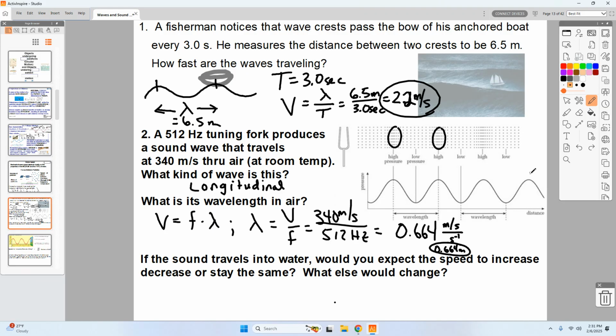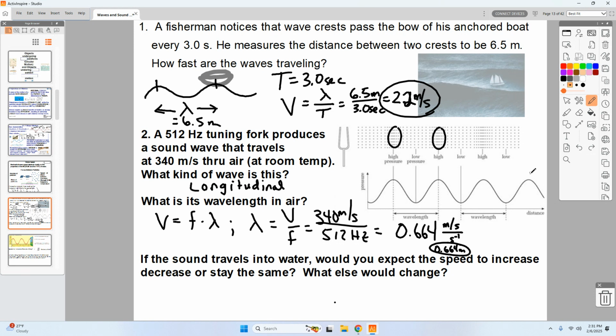The question I would ask you is, what happens to the speed of that wave as it goes into the water? Does it increase, decrease, or stay the same, and why? It's really a discussion point. What do you think would happen? Why would it increase? Oh, you said decrease? Yeah.